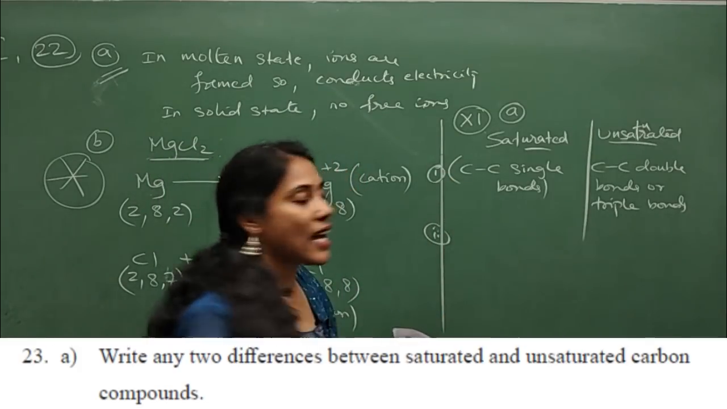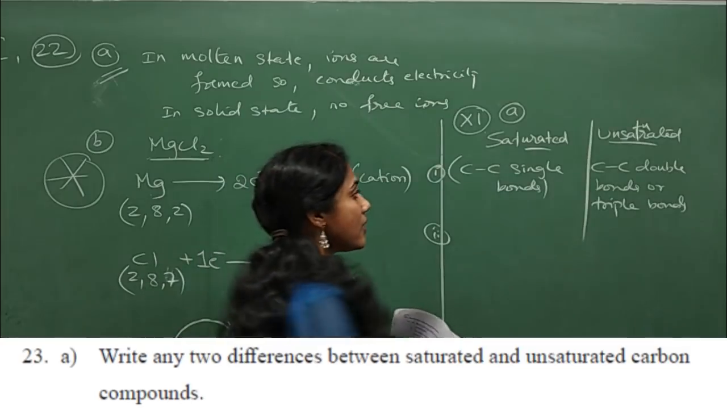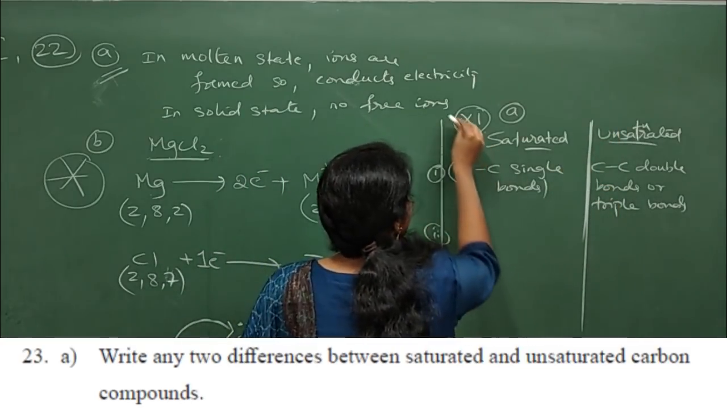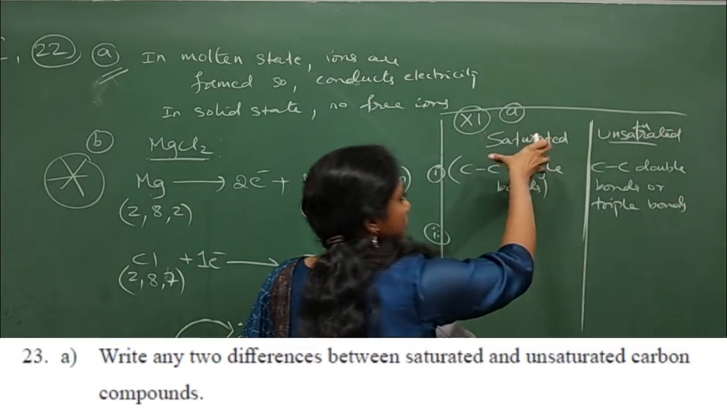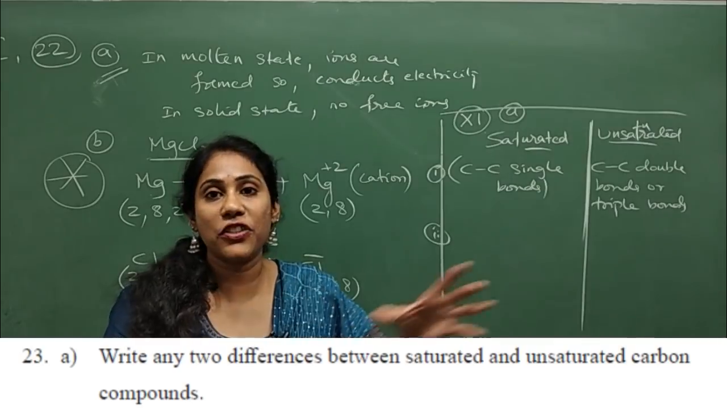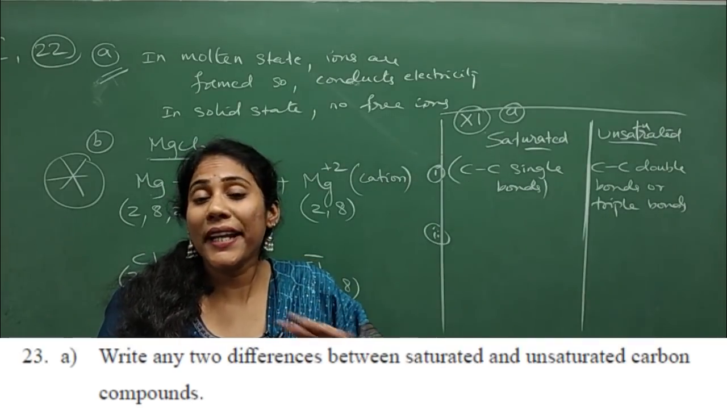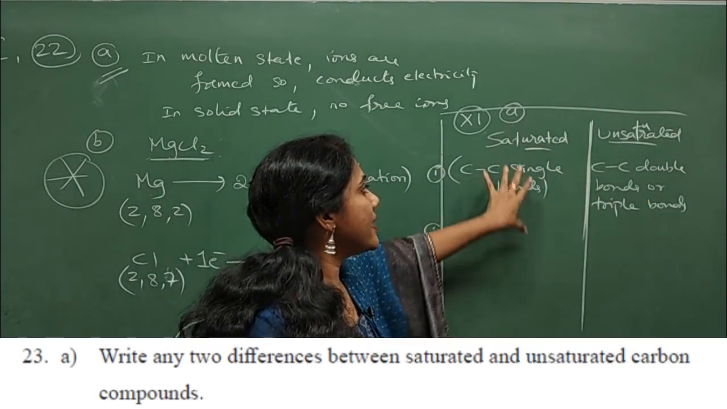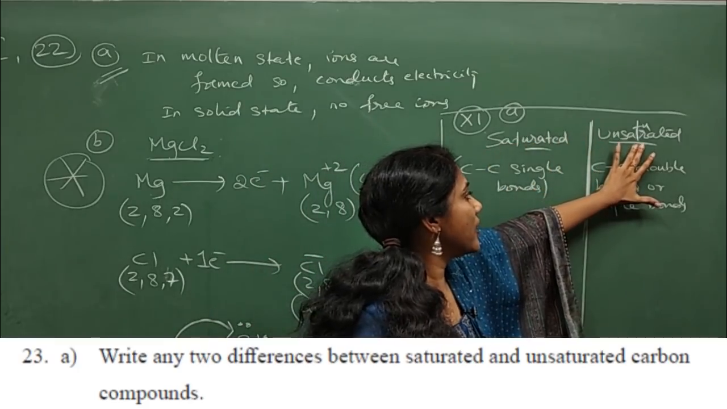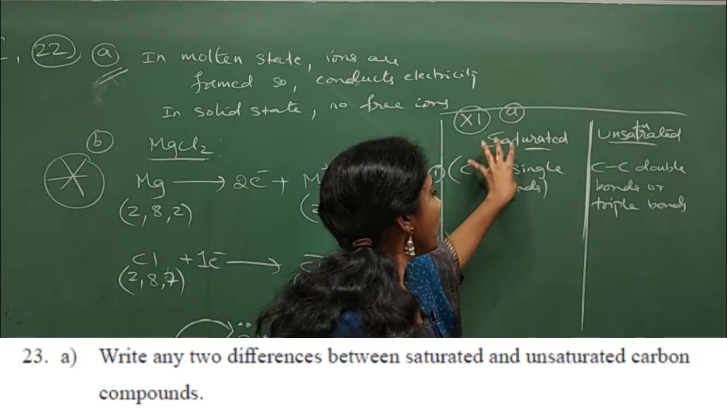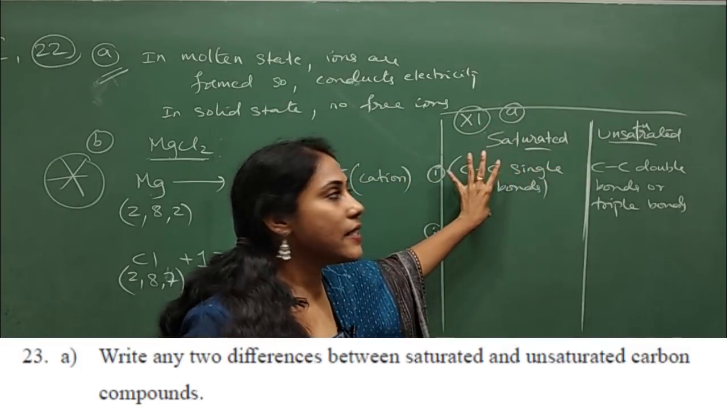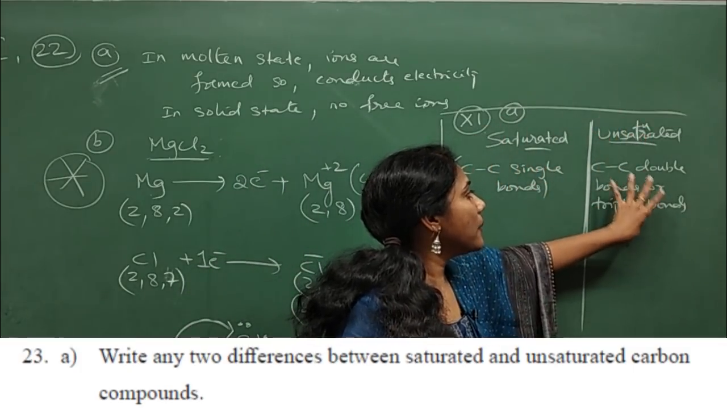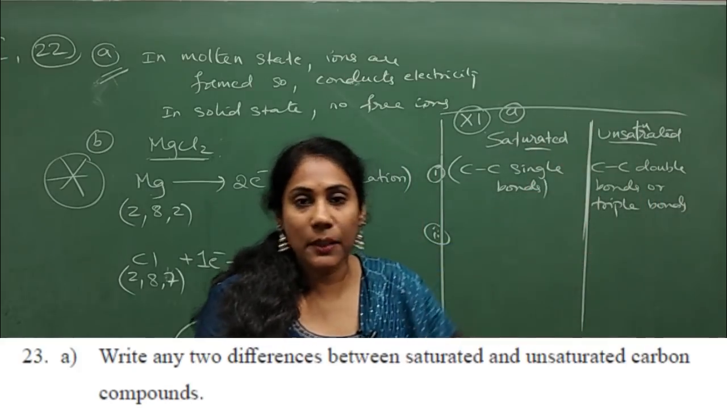Whenever they ask you to write the differences, you have to write your answer in this pattern only. They asked you to write the difference between saturated and unsaturated. Don't write one below the other. Write side to side. Put a column, one side saturated, the other side unsaturated. And then first point: saturated has carbon-carbon single bond. Unsaturated hydrocarbon has carbon-carbon double bonds or triple bond.